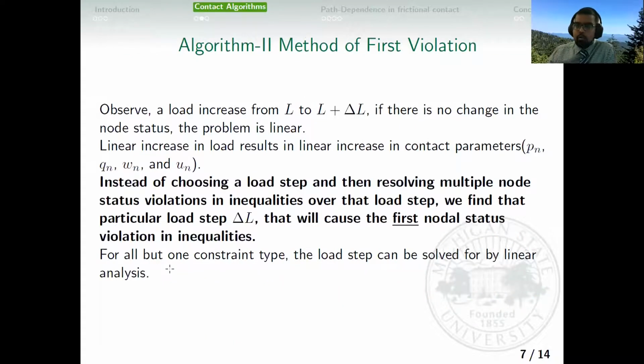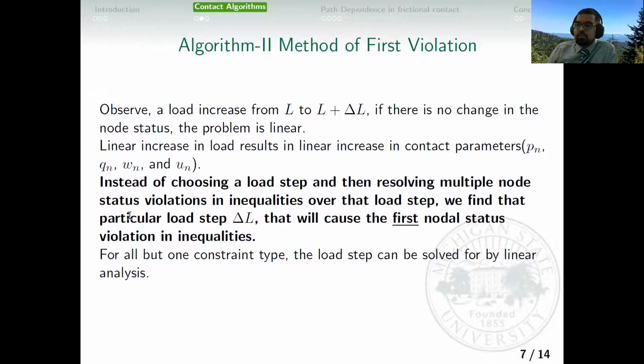So we require a more robust and rigorous contact algorithm. So we developed a contact algorithm, the method of first violation, which we can understand by observing if there is a load increase from L to L plus delta L, and if there is no change in the node status, the problem will be linear in this region. So we can say a linear increase in load results in a linear increase in contact parameters, such as normal pressure, lateral traction, lateral displacement, and normal displacement.